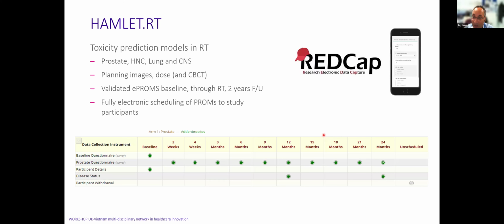So we capture the planning images, the diagnostic images in the case of brain with MRI, dose cubes, and cone beam CT images. And then we basically collect site-specific relevant patient-reported outcome measures at baseline, and then every 3 months for 2 years after radiotherapy. And the nice thing was we did this really cheaply because the whole thing was set up electronically on a very good data capture system that's used for clinical trials, basically.